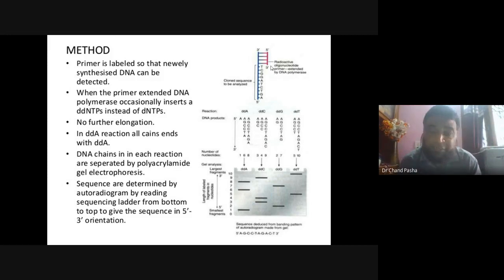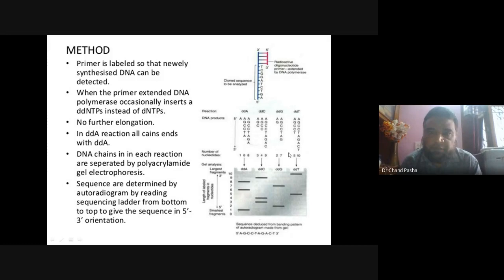The 3' end is a very important thing for the extension process. If you want to add new bases, there must be a 3' hydroxyl. So the principle involved in this process is what they will do.